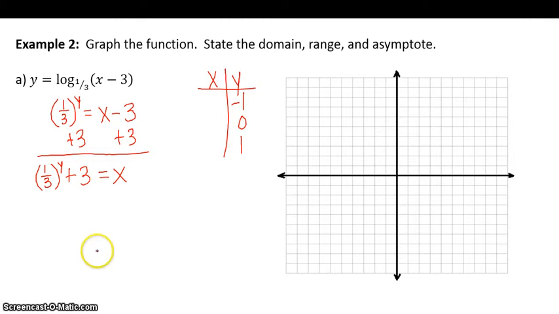Now I'm out of time for this one, so you'll stop this and then click on video number 2 for section 7.4 day 2 notes.